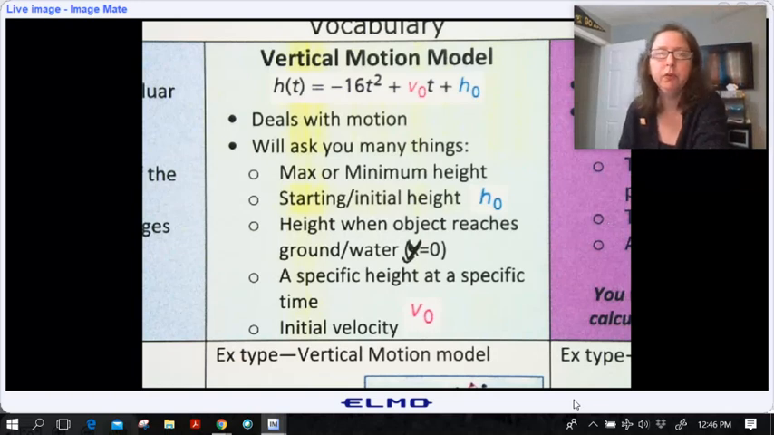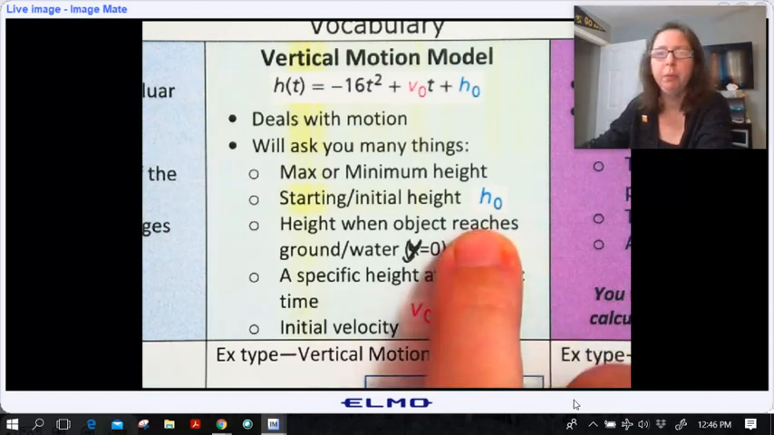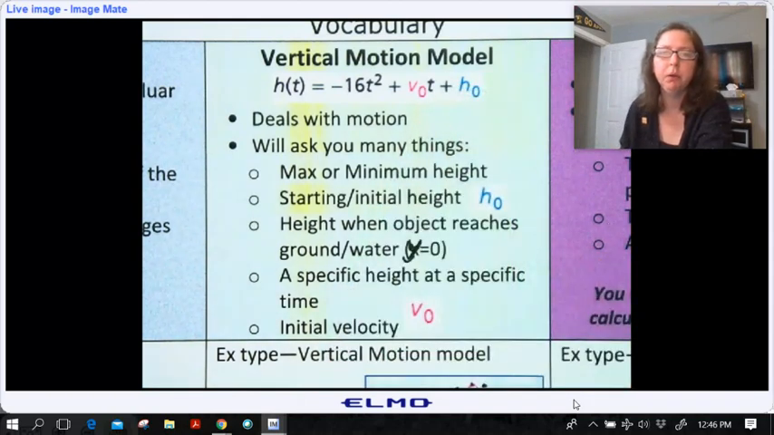So when we are dealing with vertical motion, things that they're going to ask you for are minimum and maximum height, starting point or the initial height of something, which will be your H sub O, and that's where it will go in the model. The height when an object reaches the ground or reaches the water.